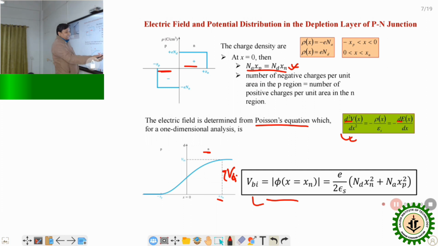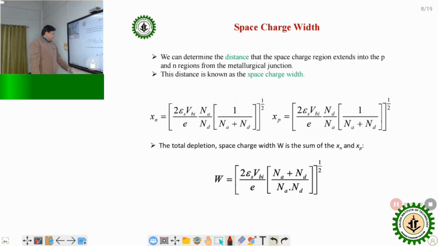When we find out xn, we replace xp from this equation, that is Nd xn by Na, and when we find out xp, we replace xn in terms of xp, that is xn is equal to Na xp by Nd. So from these equations we can find out the distances xn and xp. Xn we express by this equation, which we get from the previous discussion, and xp is this one.